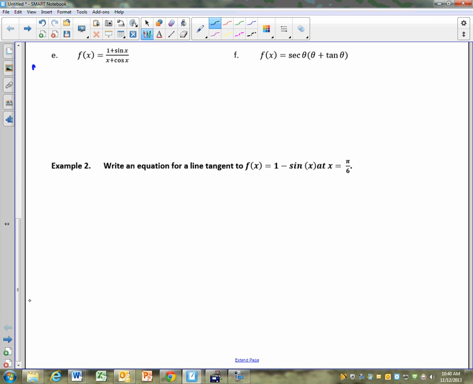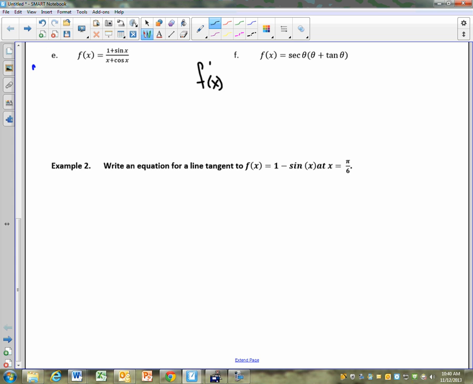Okay, we do 2 more examples. What might you be tempted to do for letter F? Distribute. I'm going to encourage you to not distribute, and this is why. If you distribute, you're going to have to use the product rule twice. So right now we have to use the product rule just once, so let's do that.